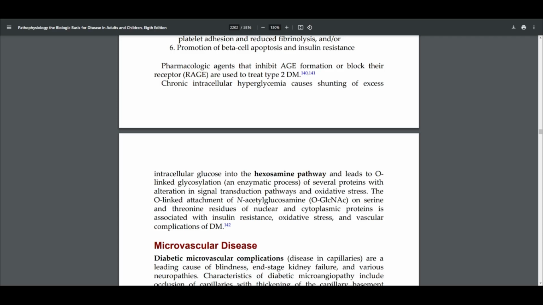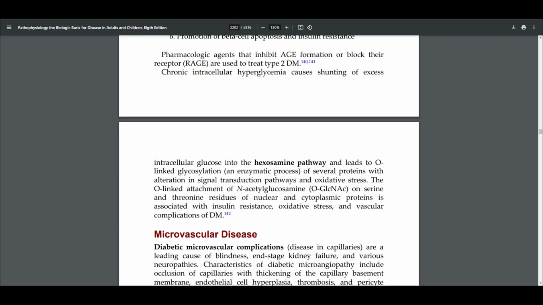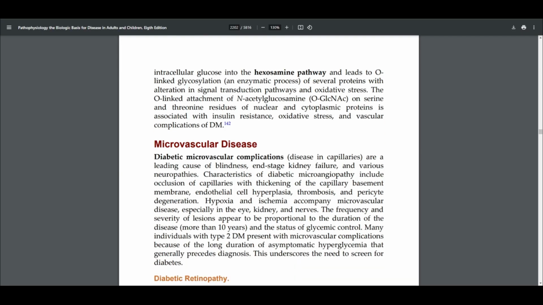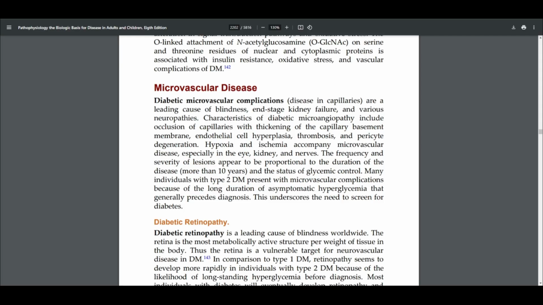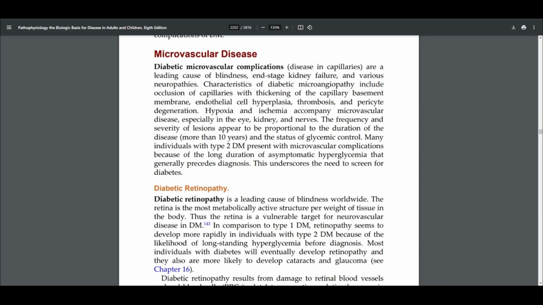Chronic intracellular hyperglycemia causes shunting of excess intracellular glucose into the hexosamine pathway and leads to O-linked glycosylation of several proteins with alterations in signal transduction pathways and oxidative stress. The O-linked attachment of N-acetylglucosamine on serine and threonine residues of nuclear and cytoplasmic proteins is associated with insulin resistance, oxidative stress, and vascular complications of diabetes.